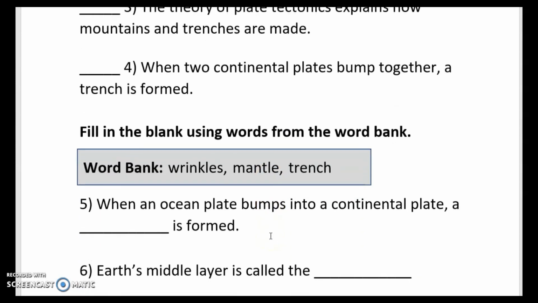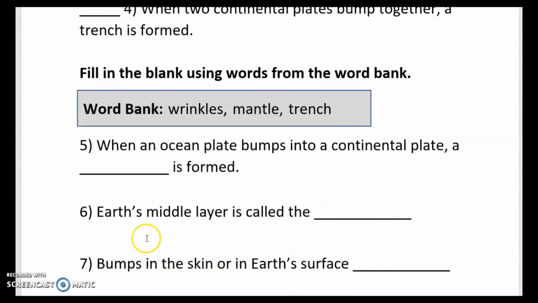Fill in the blank using words from the word bank. Here's our word bank: wrinkles, mantle, trench. Number 5, when an ocean plate bumps into a continental plate, a blank is formed. One of those 3 words. Earth's middle layer is called the blank, one of those 3 words. Bumps in the skin or in Earth's surface, what are they called? One of those 3 words.